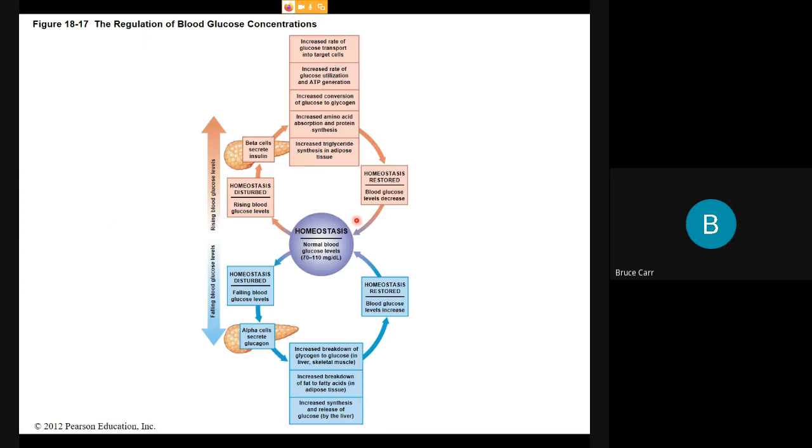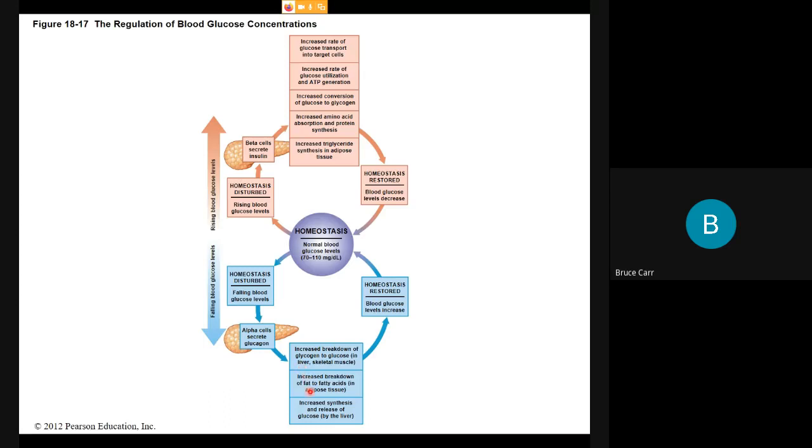We reach that lower level, and the alpha cells in the pancreas secrete the complementary hormone called glucagon. Now, what glucagon does is it takes the glycogen that you just made in the liver, and in some cases, glycogen that's stored in the skeletal muscle, and it breaks it down to glucose and puts it in the bloodstream. So as the glucose starts to fall, the glucagon restores the flow of glucose into the bloodstream.